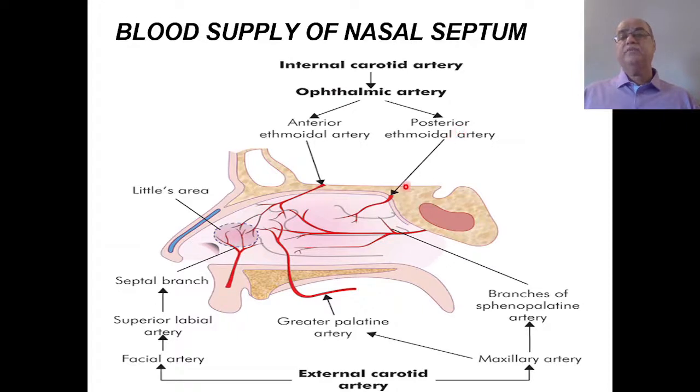If you trace the posterior ethmoidal artery, it does not reach up to Little's area. So it supplies only the superior part of the nasal septum, but not the anterior part. While the anterior ethmoidal artery takes part in this Kiesselbach plexus along with the septal branch of the facial artery, greater palatine artery, and branches of the sphenopalatine artery.